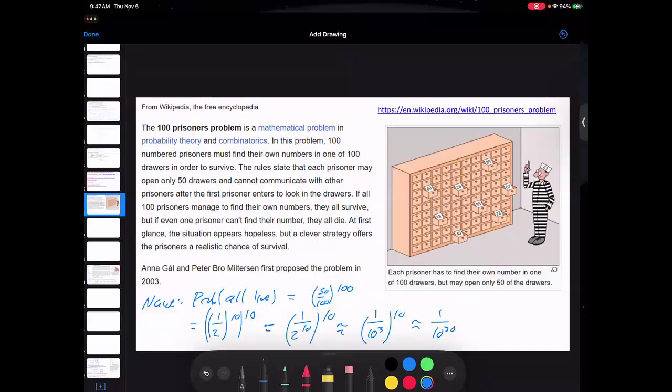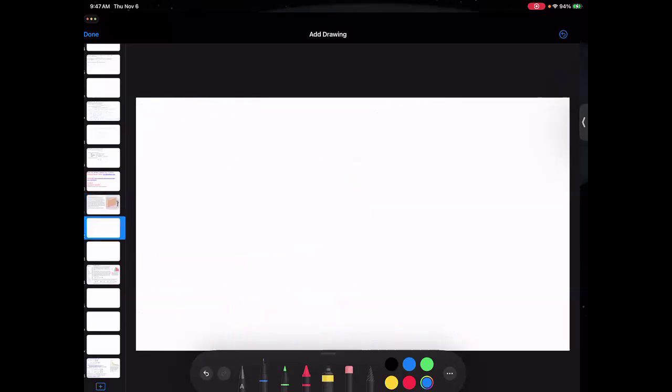Okay, so when you first look at this, the way they often portray this is the warden is having fun with the prisoners. And he's giving them a chance, but not really. Right. The people who've seen this before, do you remember the solution? You start with the drawer associated with your number. Find the number in there, then go to that drawer. Good.